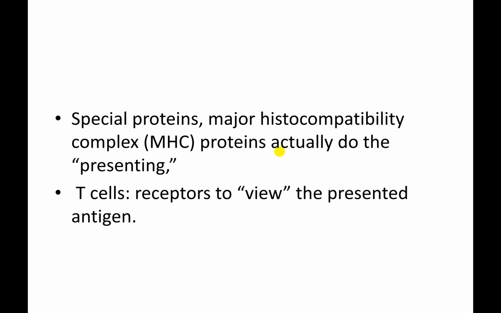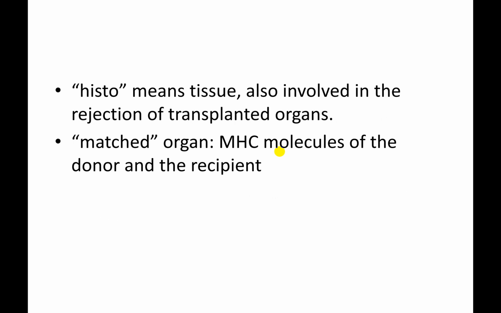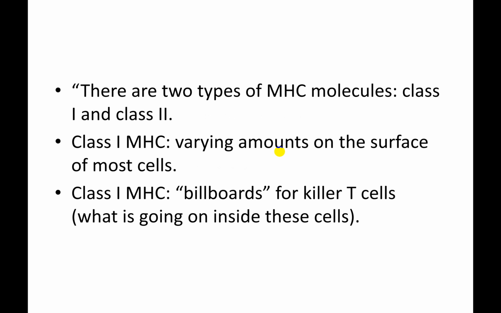In this discussion, we try to cover those subjects that I mentioned: special proteins by the name of major histocompatibility proteins. They do the presentation of the antigen to T cells, and T cell receptors view the presented antigen. Histo means tissue, and they are also involved in the rejection of transplanted organs, and matched organs means MHC molecules of the donor and the recipient match. There are two types of MHC molecules, as I said, class 1 and class 2.